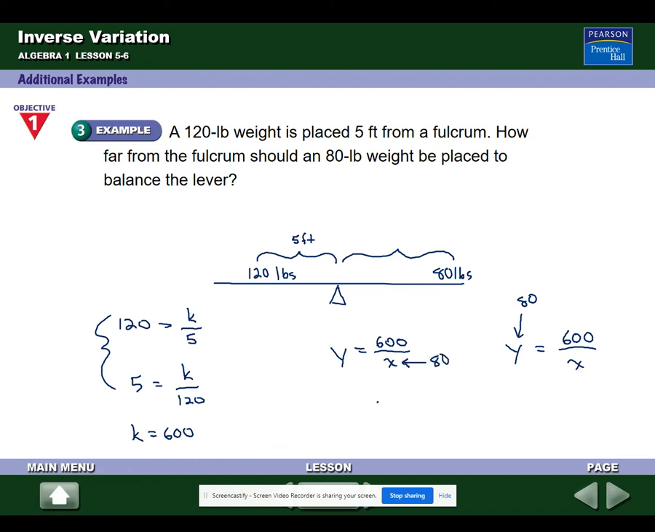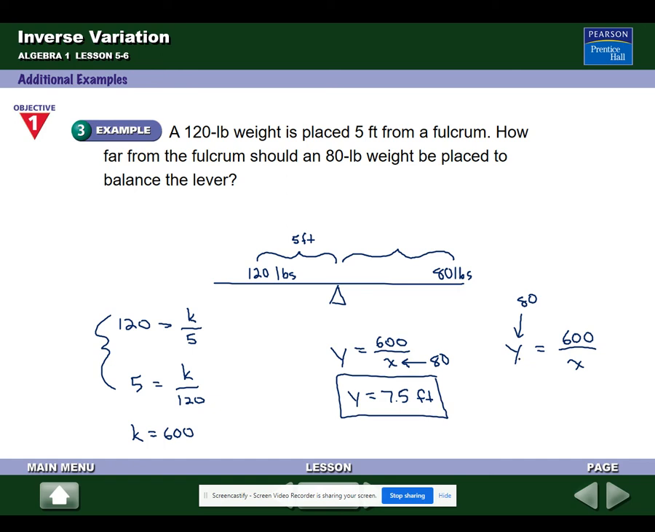Okay, so 600 divided by 80 is like saying 60 divided by 8, is like saying 30 divided by 4, which is like saying 15 divided by 2. So that's 7.5. Y is equal to 7.5, right? And that's a distance, so that'd be in feet, 7.5 feet.